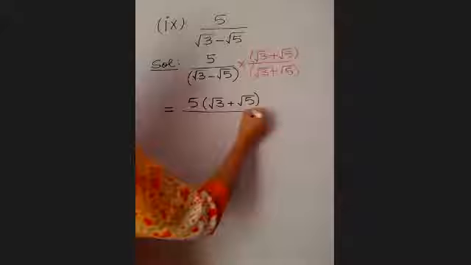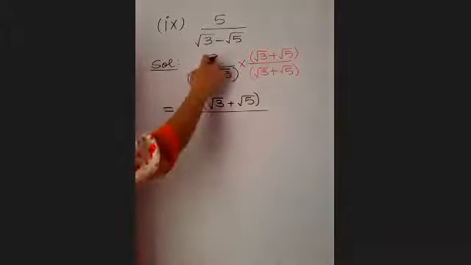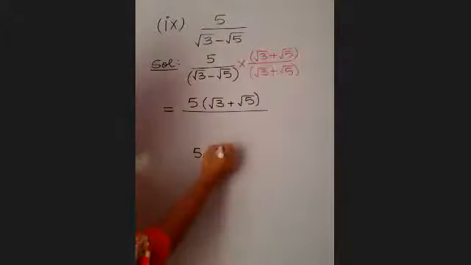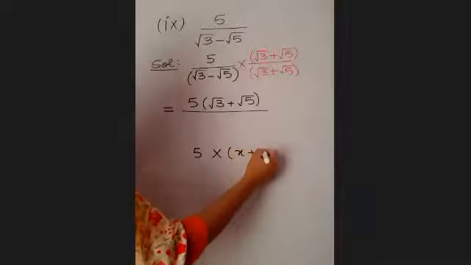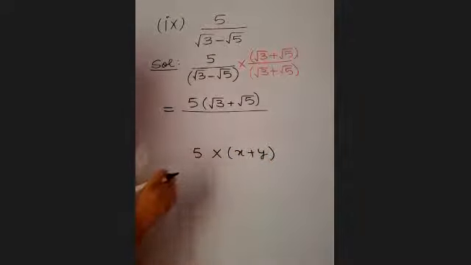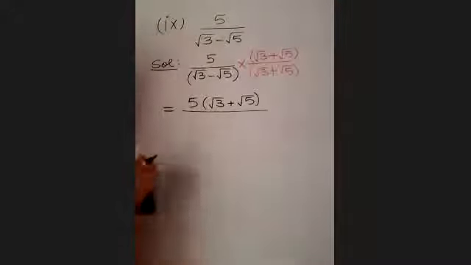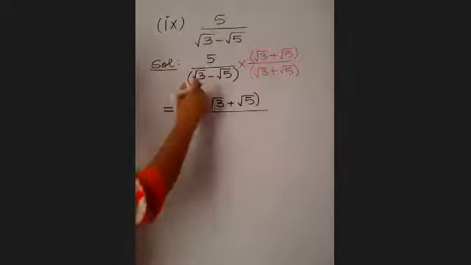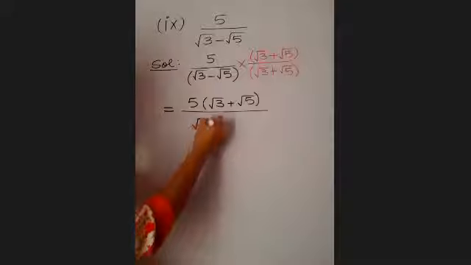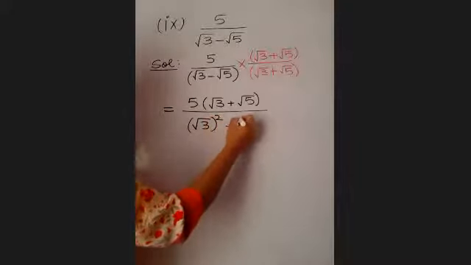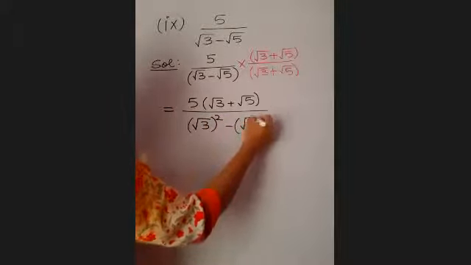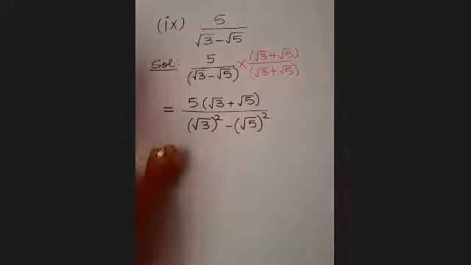And we took 5 as common. Suppose you have 5 into x plus y. So you are leaving it like this only rather than opening the bracket. Let it be like this. Okay. Now in the denominator, children, a square minus b square.